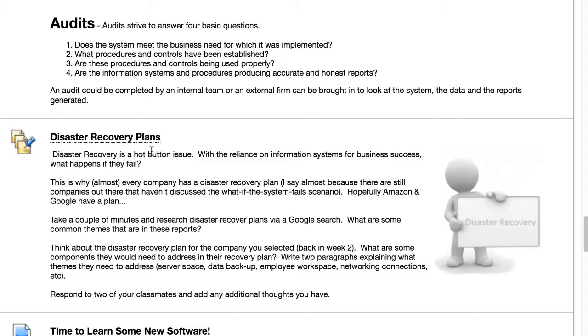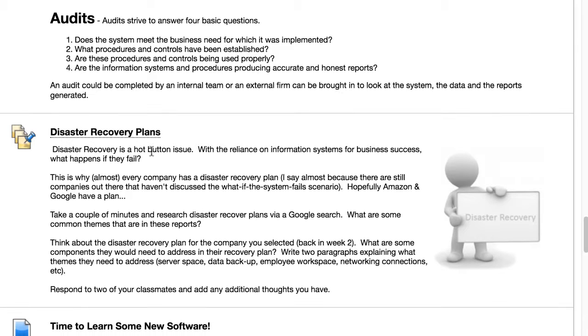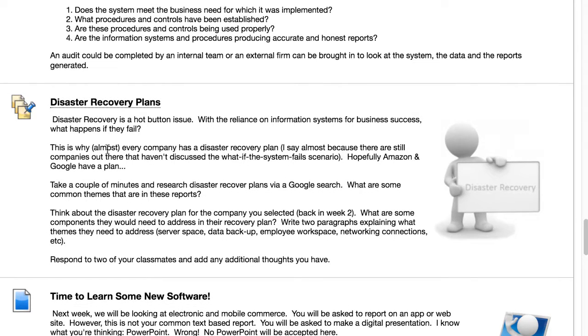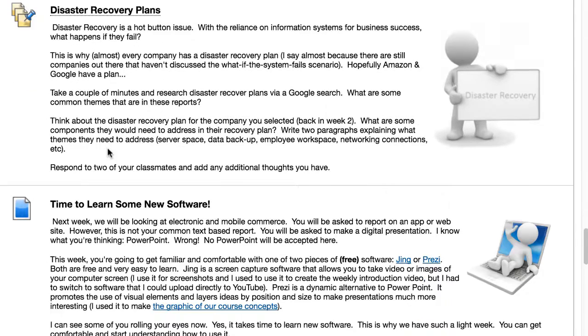Do take about 2 paragraphs explaining what they need and respond to 2 of your classmates. Again, this is one of those that you need to have that early post done. This is worth, I can't remember if it's worth 5 points or 10 points. I'll have to double check and I'll put it up there in the announcement to clarify.